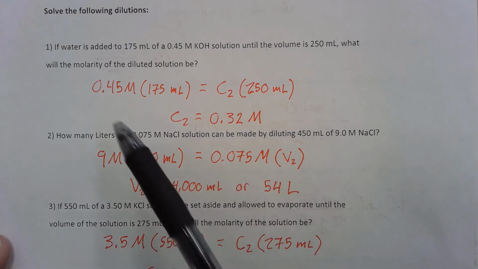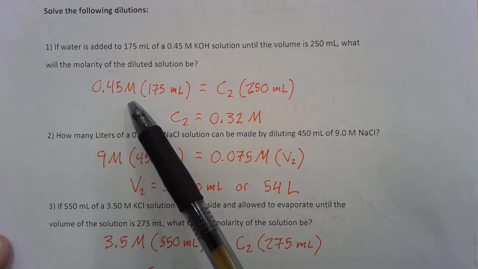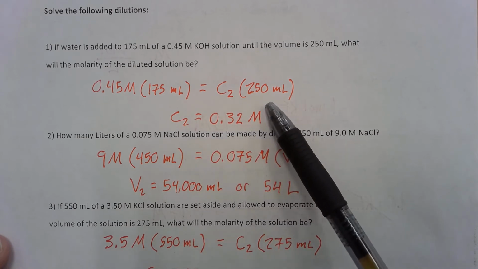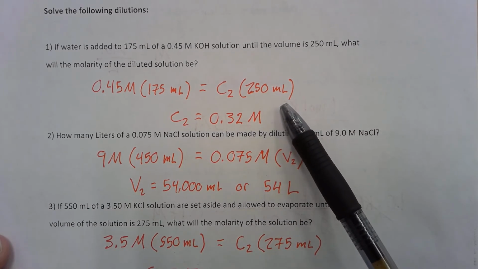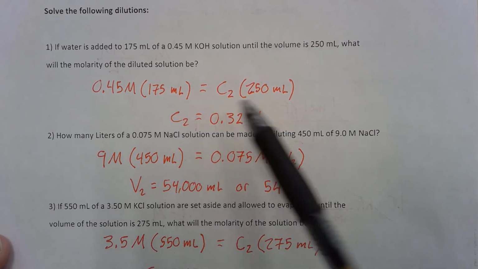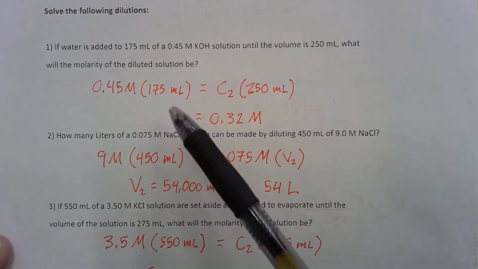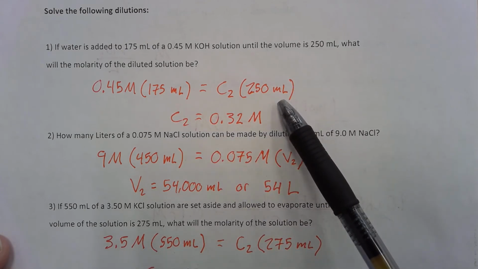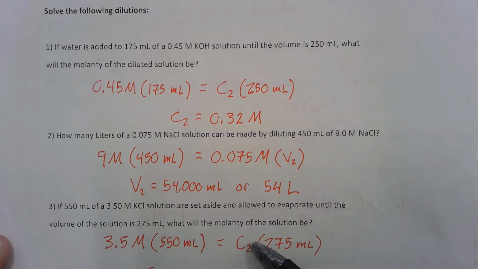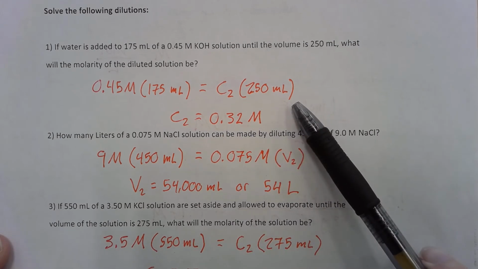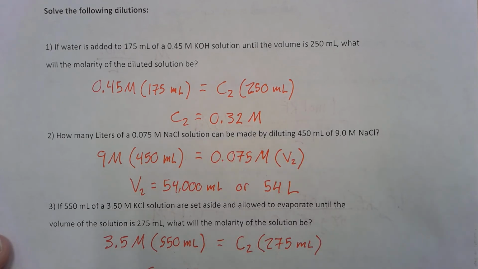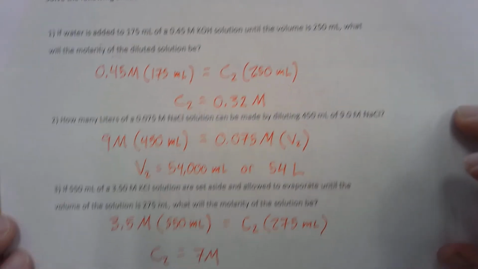All right, so the setup is 0.45 molar times 175 milliliters equals C2 times 250 milliliters. The key to this is to make sure that the units on either side match. It doesn't matter that this is not liters, because milliliters and milliliters will cancel. So all you have to do here is divide by the 250 and C2 is left alone, and it ends up being 0.32 molar. Okay, all of these are pretty similar.